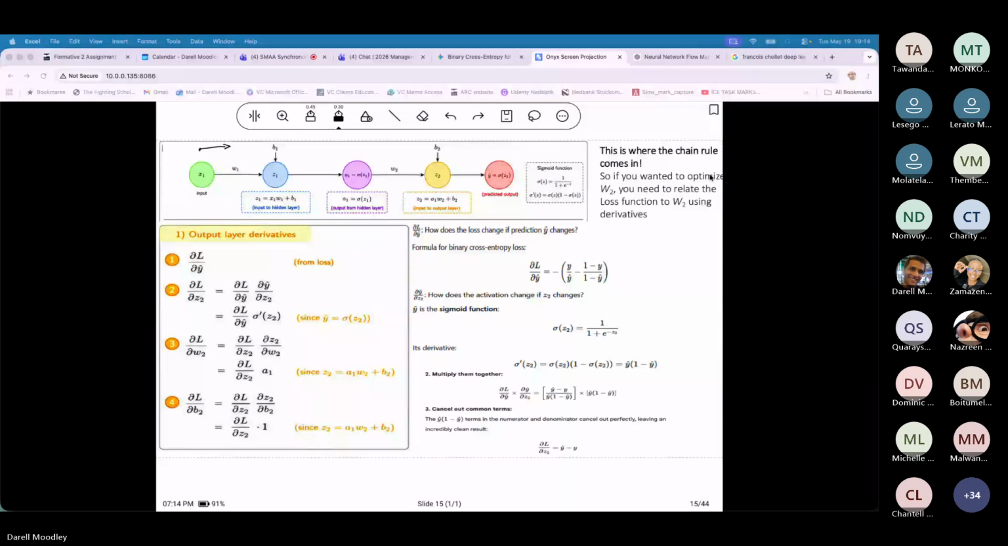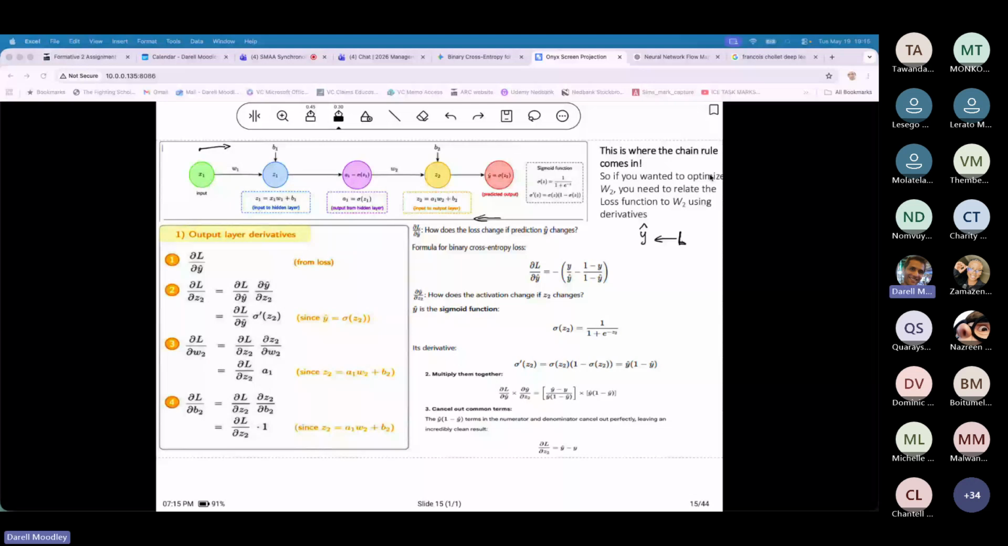Now, to do that, remember we are going from right to left. So the last thing we calculated in the end on the right is our L value, our loss. The value that we computed before that was our predicted Y value, in other words, our Y hat. And then before that, we calculated Z2.